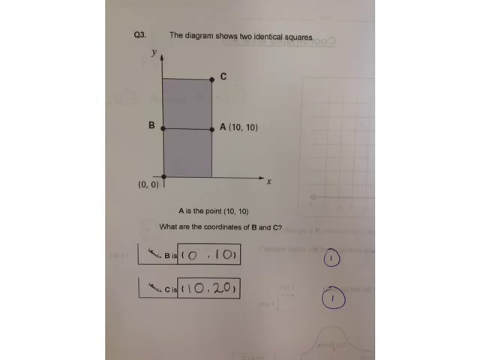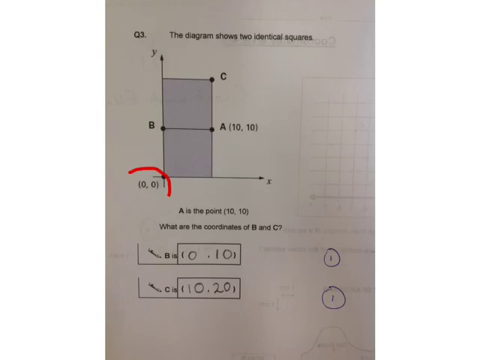We're going to have a look at the trickiest questions from the recent coordinates assessment the children did. Some children struggled on this one. They had to find the coordinates of B and C. It was important to read at the top: the diagram shows two identical squares, and it's largely an unmarked set of axes, but we need to use the information we've got.